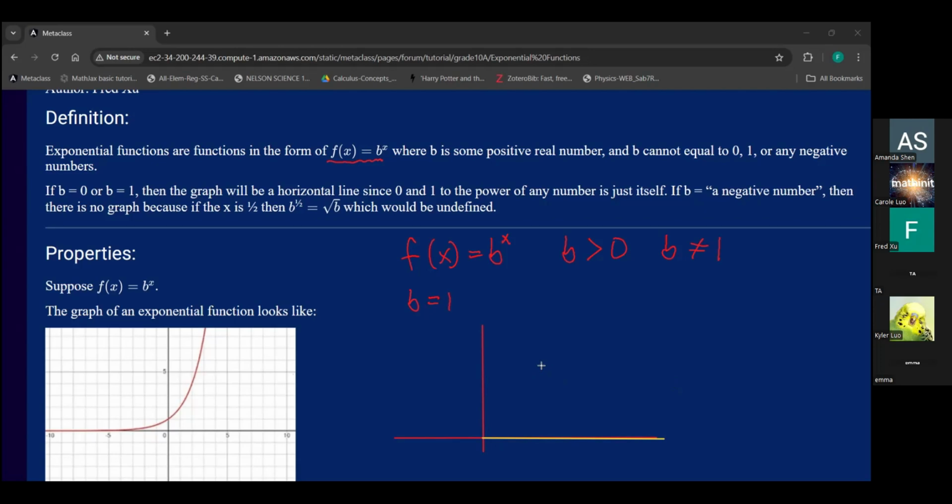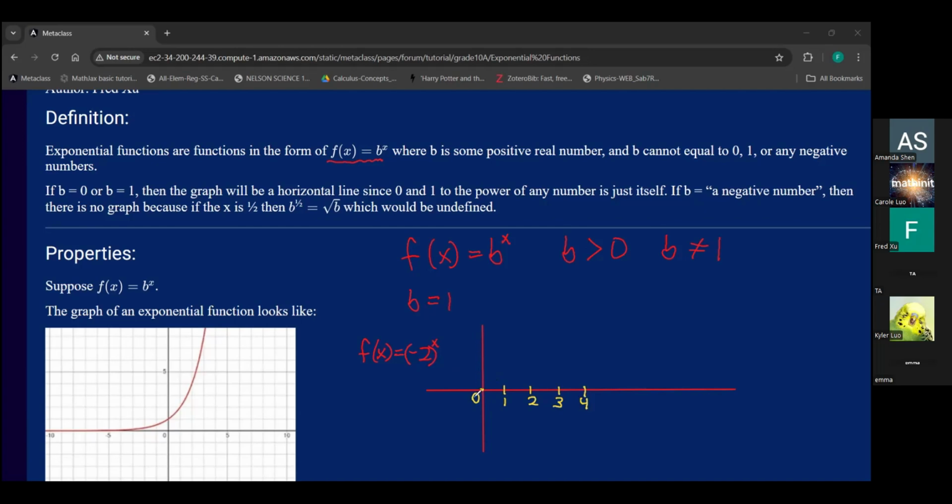And then if it were negative, I'm going to redraw the graph. So this would be f of x is equal to, let's just say, -2. Then this is what the graph will look like. Let's start off at the origin. This is 0. This is 1. This is 2. This is 3. And then this is 4.